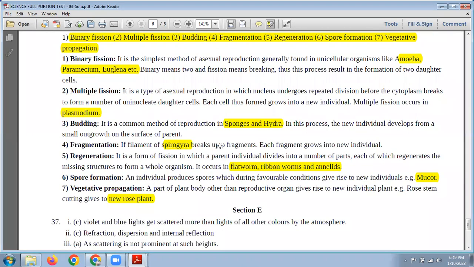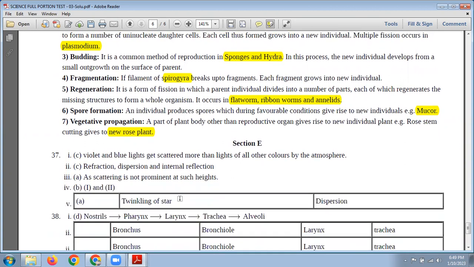Also be sure about one more thing, plant tissue culture. Plant tissue culture is vegetative reproduction by artificial means, in the laboratory. So that question is also very important.